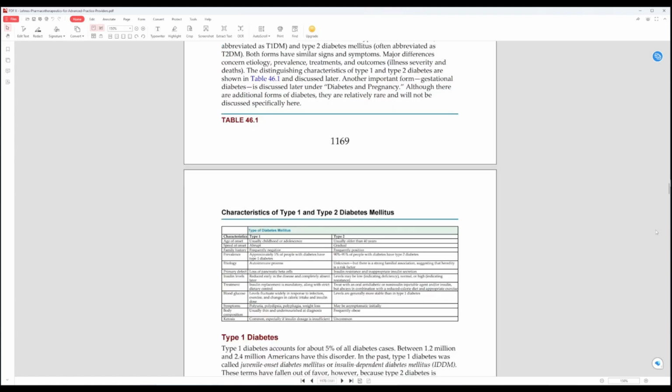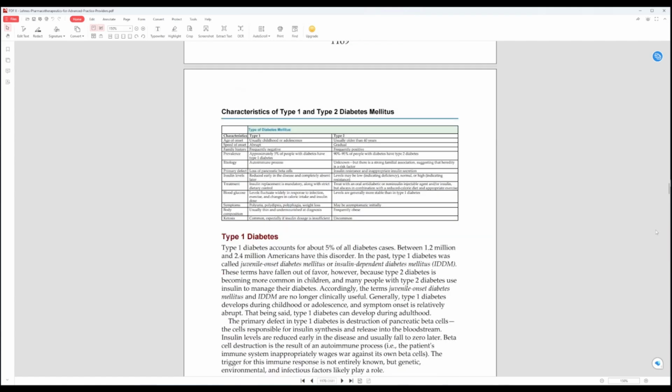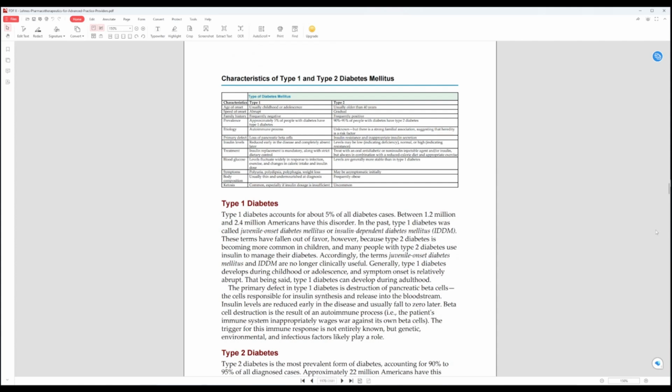So here is that table that they were talking about a moment ago, the characteristics of both type 1 and type 2 diabetes. If you're not overly familiar with your pathophysiology and your regular signs and symptoms, here is a good spot to hit pause and review those.